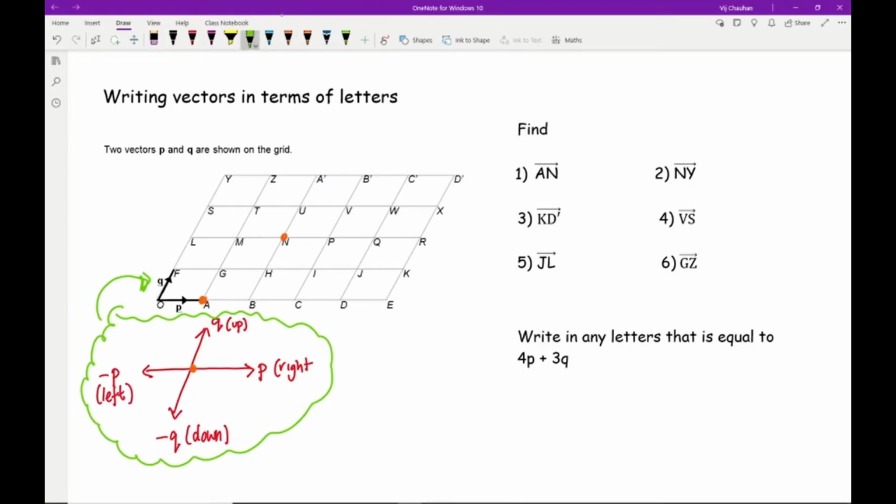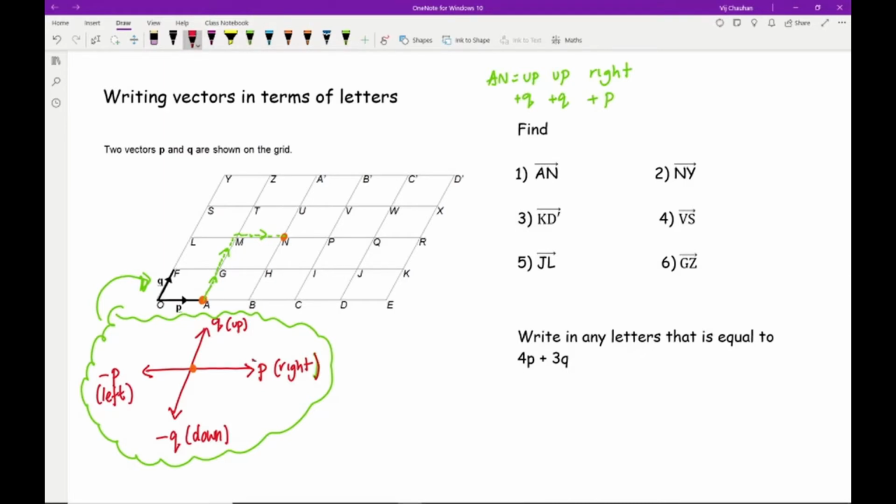Now to go from A to N, I'm going to go this route here. A to N is up, up, and then right one square. So I'm going up, up, and then right. Now looking at my directions, rather than writing up, I'm going to write Q, and it's plus Q. Up again is plus Q, and right is plus P. So let me just stick a few pluses in there.